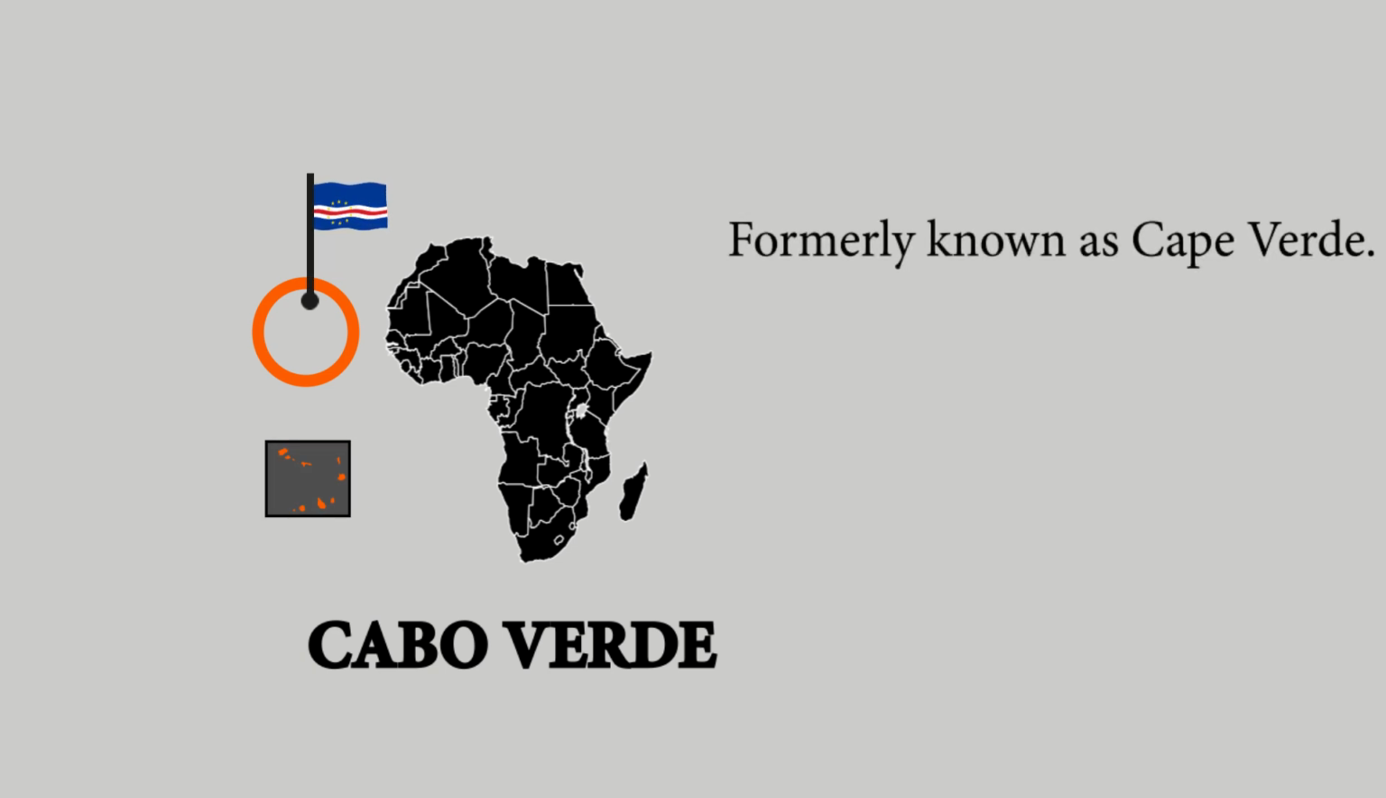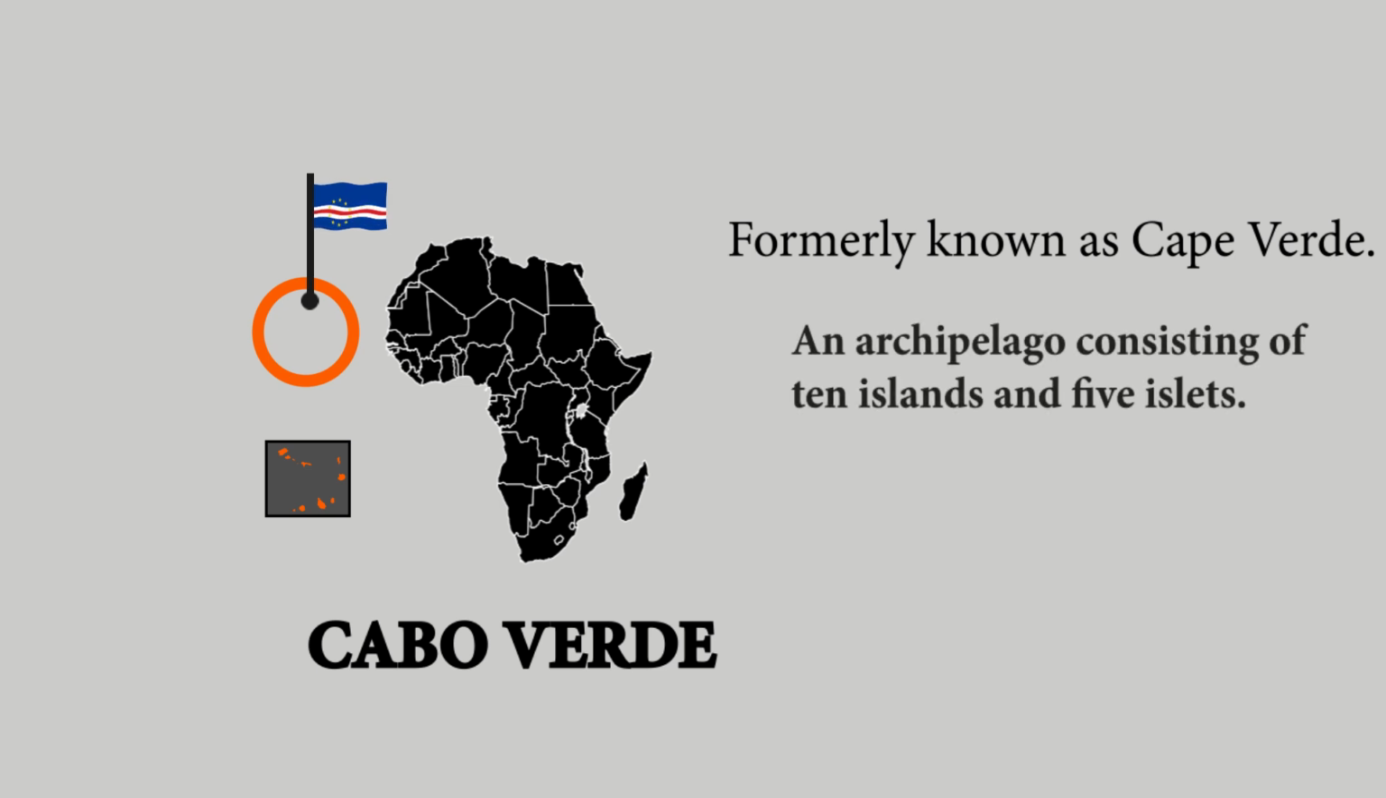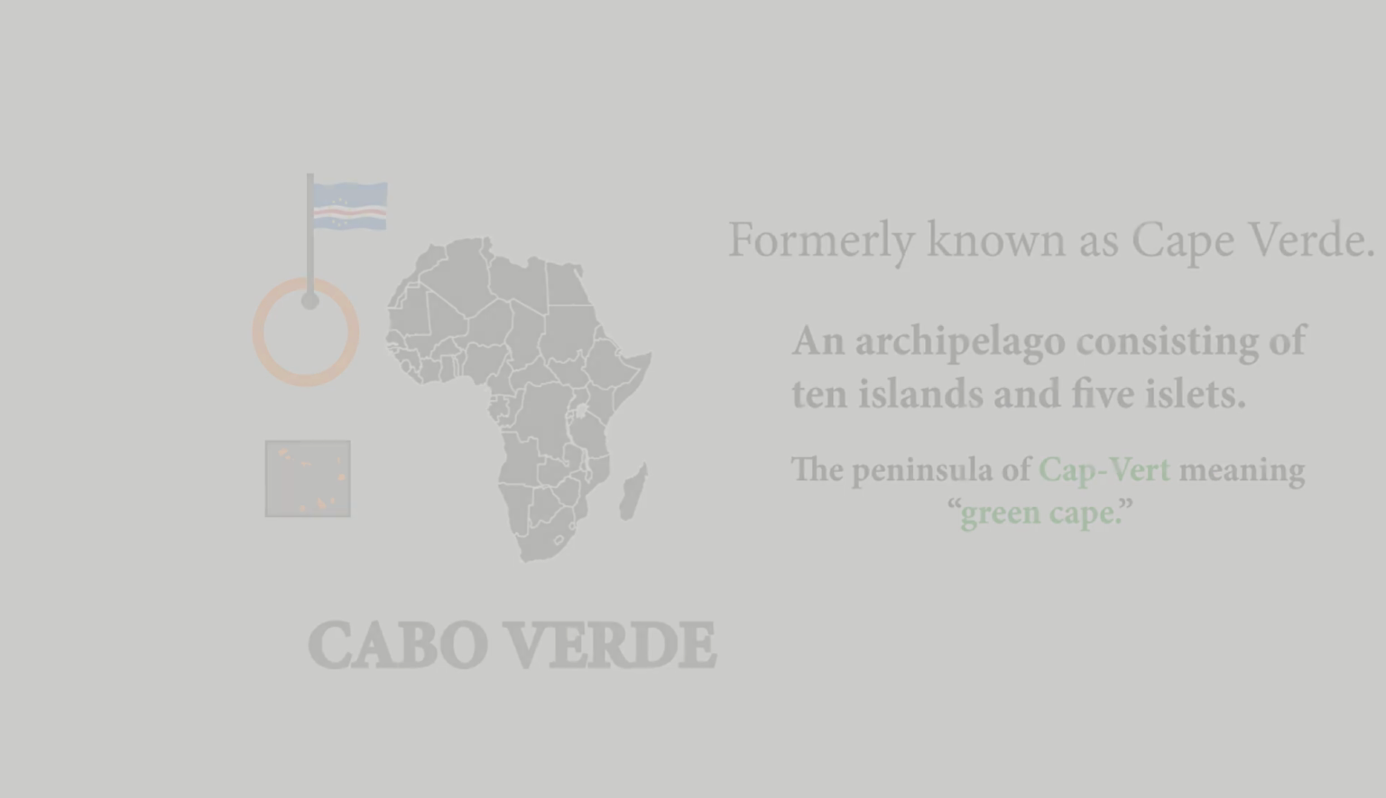Cabo Verde. The Republic of Cabo Verde, formerly known as Cape Verde, is an island country in West Africa. It is an archipelago consisting of 10 islands and 5 islets, uninhabited until the 15th century. The country is named after the peninsula of Cape Verde on the Senegalese coast. The name Cape Verde in turn means the Green Cape in Portuguese. In 2013, the government officially changed its name from Cape Verde to its original Portuguese name, the Republic of Cabo Verde.